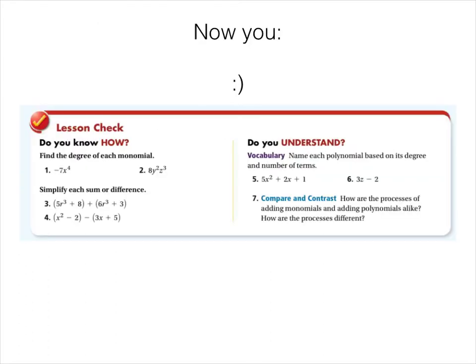Okay, why don't you try a couple of these? I'm going to let the music play for just a minute. You go ahead and pause it, simplify them, answer the questions, and then I'll go back and do it too. All right, here we go. Find the degree of each monomial. The first one only has an x to the fourth, so it has a degree of 4. Nothing else to do there. Add the exponents in the second one. 2 plus 3, degree of 5 on the 8y squared z cubed.